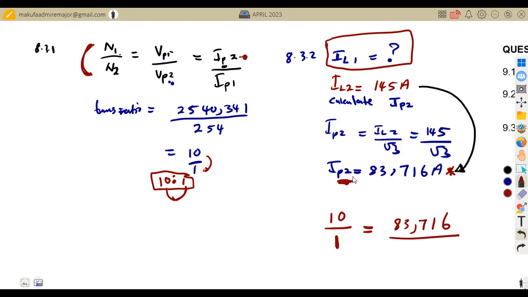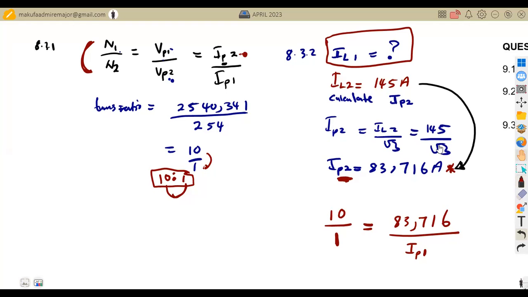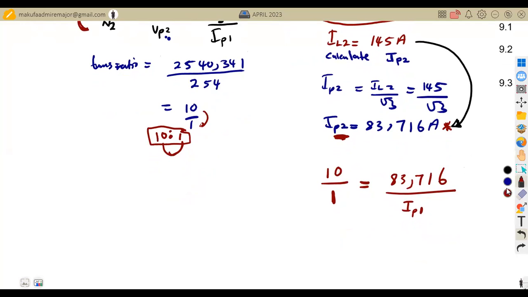So we are going to have the value of 83,716 over the current from the phase. From where? From the primary, which is the one that we are supposed to calculate in this case. By finding this current from the primary, we are calculating the current in the secondary. So we do not have the phase current of the primary. So that was our question. We play around with this. We calculate the value of this current, cross multiply here.